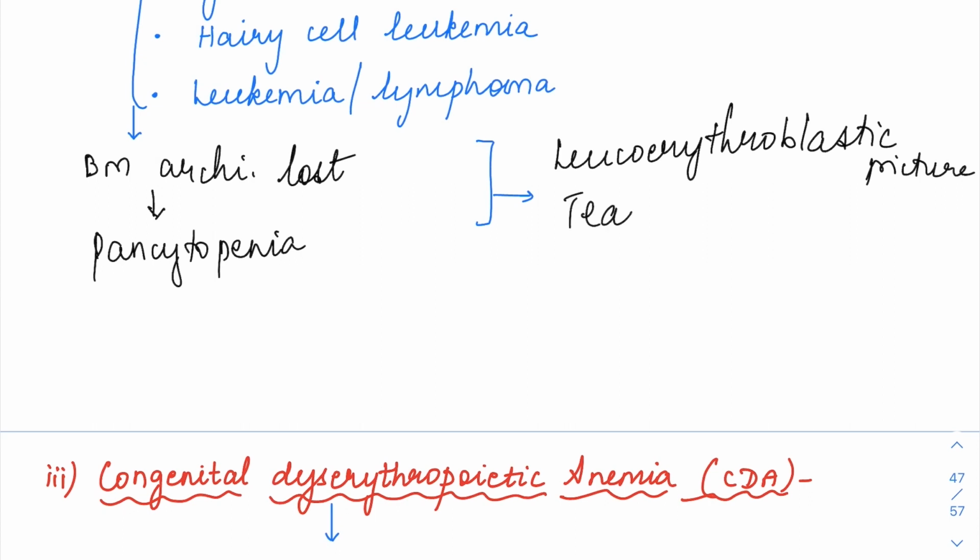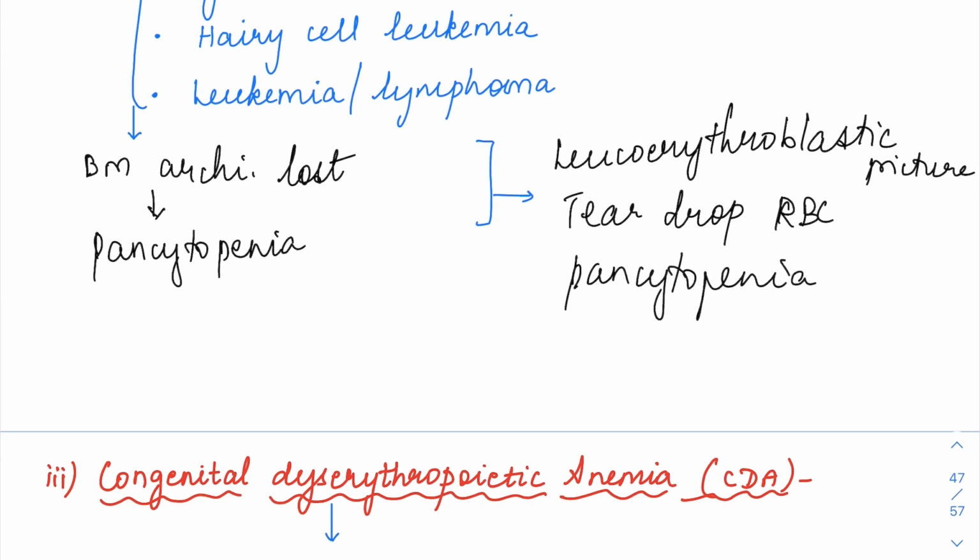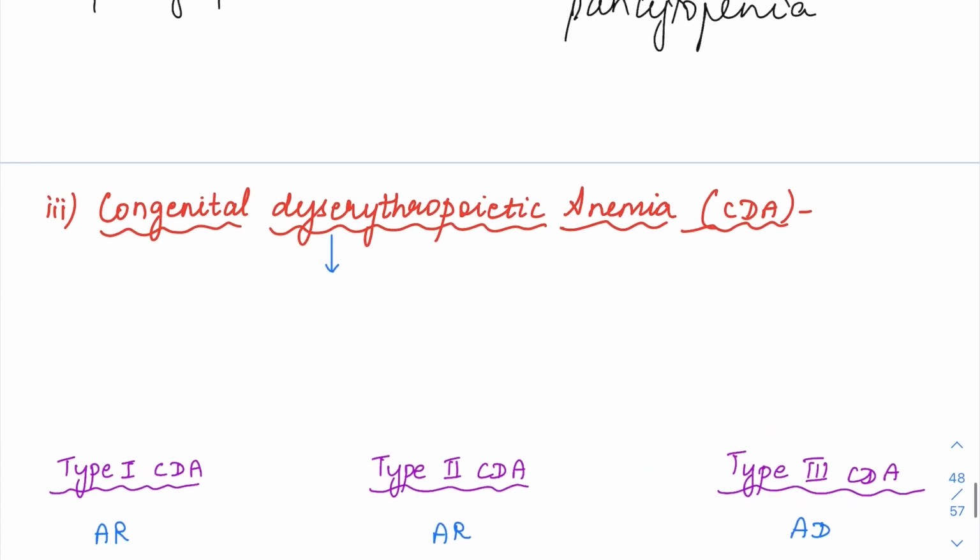Then, since there is going to be some fibrosis, the RBCs which are coming out through it are going to have a characteristic teardrop appearance. So teardrop RBCs along with pancytopenia. All these features are going to be seen in myelophthisic anemia.